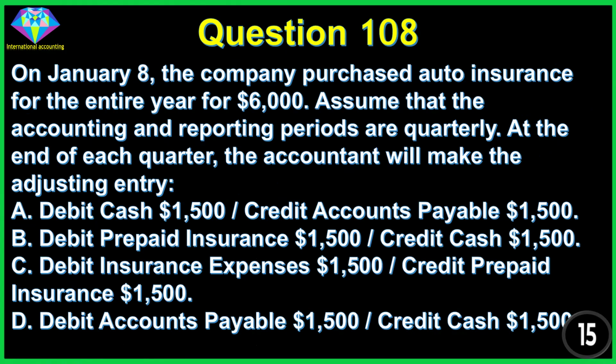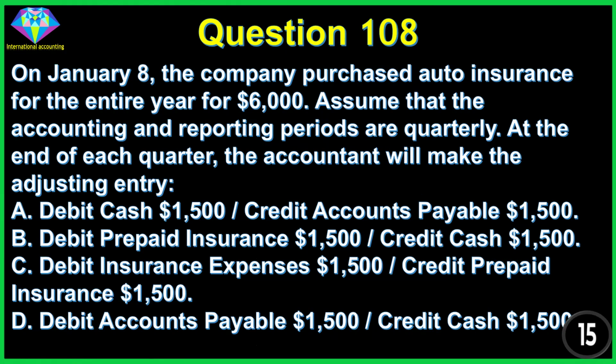On January 8, the company purchased auto insurance for the entire year for $6,000. Assume that the accounting and reporting periods are quarterly. At the end of each quarter, the accountant will make the adjusting entry. A. Debit cash $1,500 per credit accounts payable $1,500.